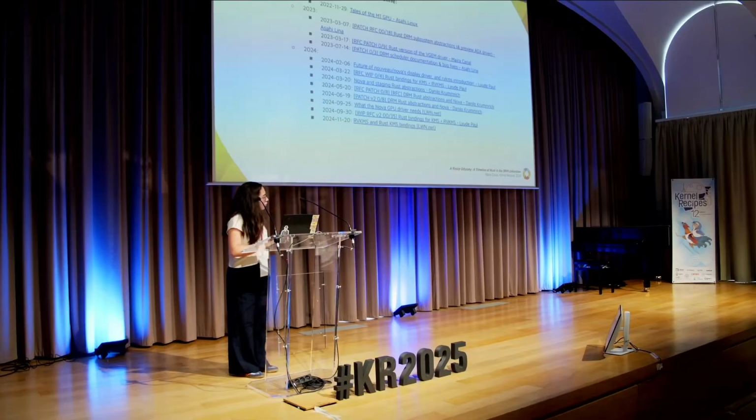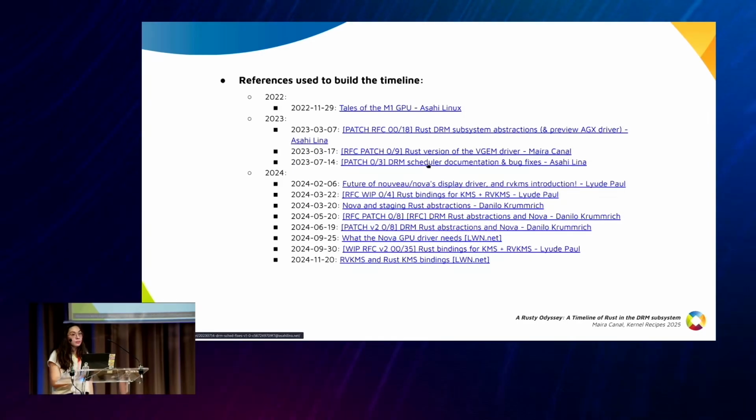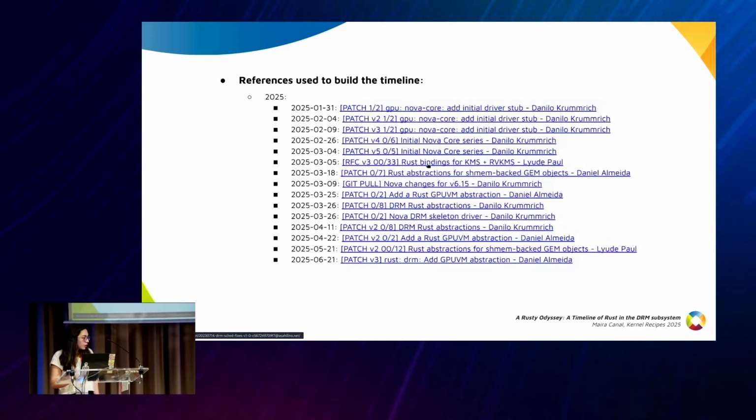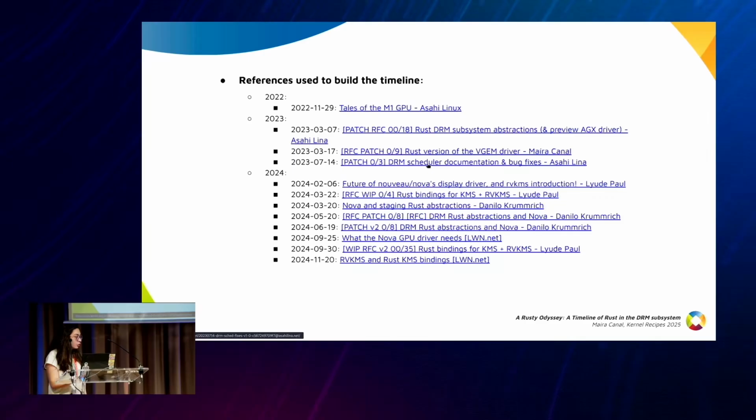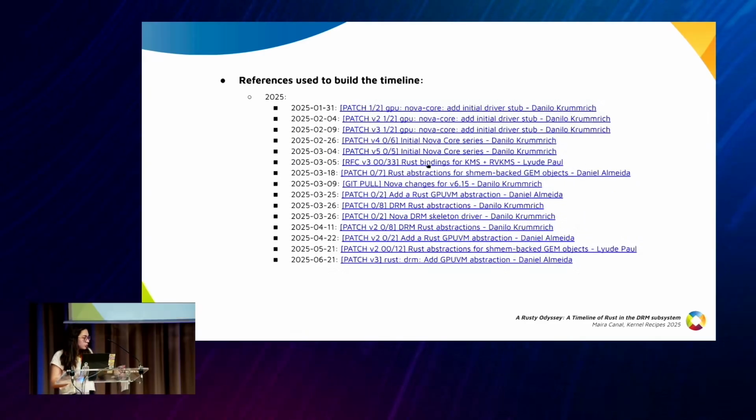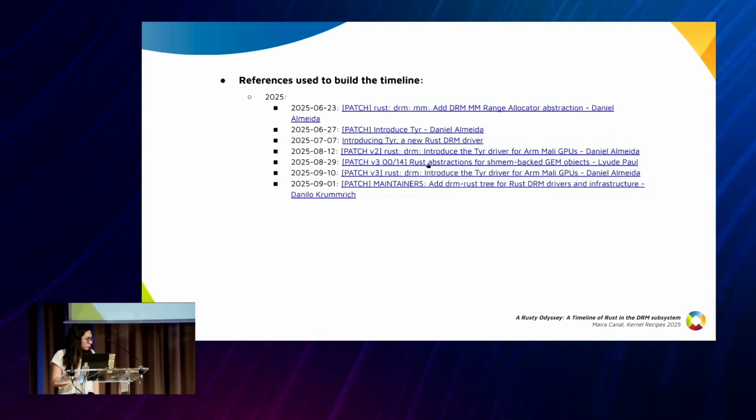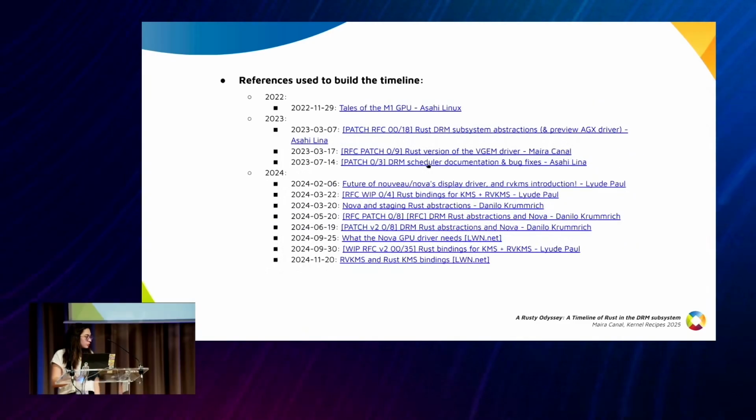If you see the appendix here, you can see that, for example, the last patch that was sent was this one, the DRM scheduler documentation. Then you have something only in 2025. No, yeah, nothing more. Yeah, and then later you mentioned that the DRM scheduler was rewritten in Rust.